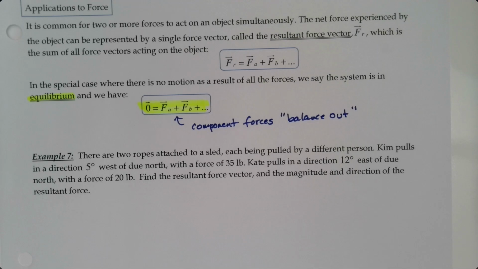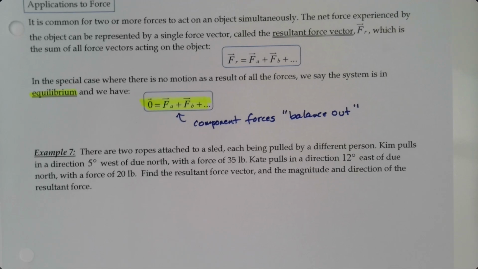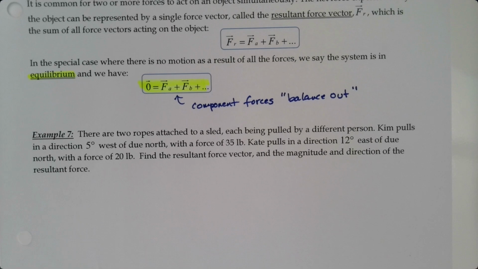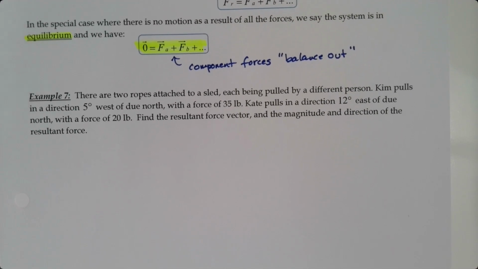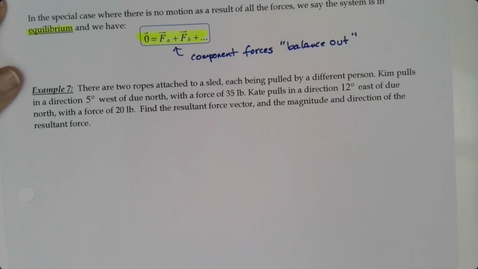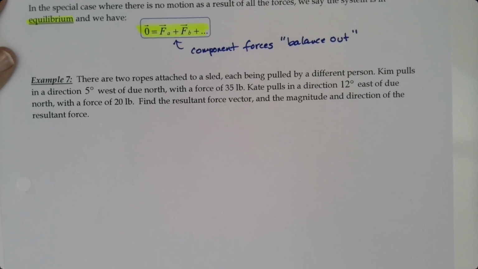Okay, so let's look at this one. There are two ropes attached to a sled, each being pulled by a different person. Kim pulls in a direction of 5 degrees west of due north with a force of 35 pounds. Kate is pulling in a direction of 12 degrees east of due north with a force of 20 pounds. Find the resultant force vector and the magnitude and direction of the resultant force.